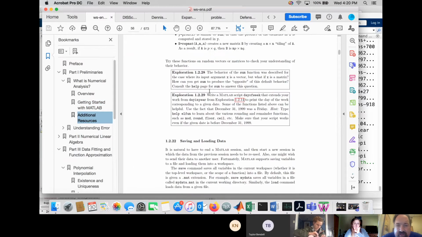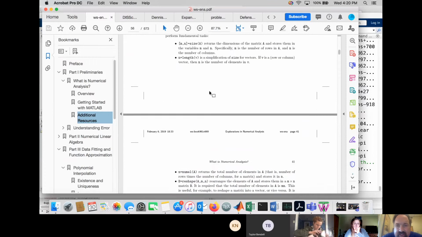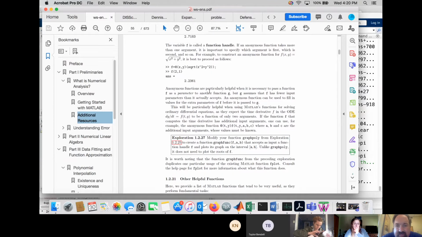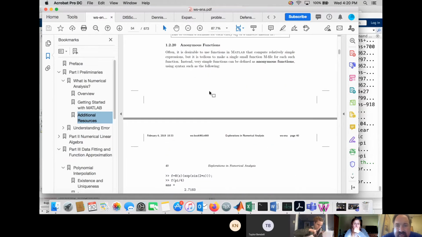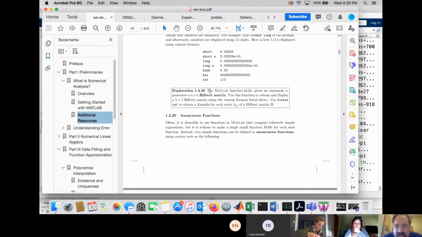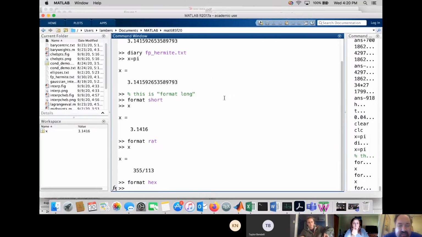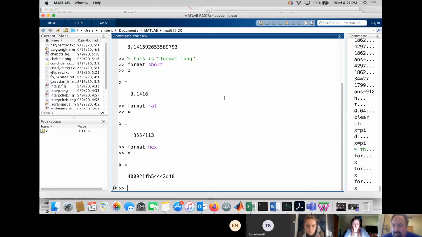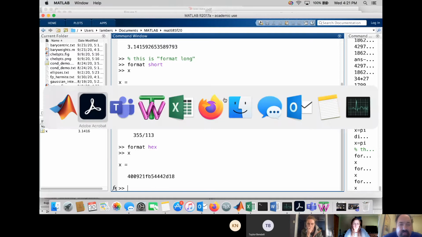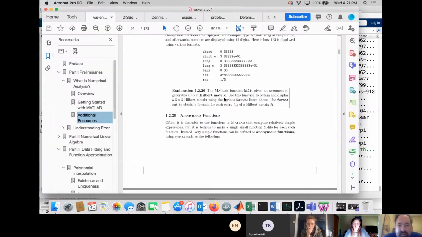Because I think a problem called for you to display the Hilbert matrix in various formats. Oh, it just says in various formats. And one of those formats is hex. Now, hex looks like it's all gobbledygook and kind of sci-fi. So there it is. That's the hex representation of the floating point number for pi.